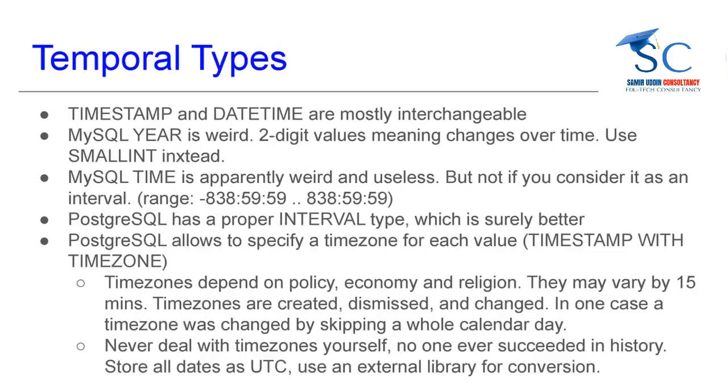Temporal types, well, they are quite complicated. Generally, timestamp and datetime are mostly interchangeable. MySQL has a year type, which is weird because it can be written in two ways, as 4 digits or 2 digits. But if you use the 2-digit syntax, its meaning changes over time. So honestly, this seems weird to me, and I suggest to just use smallint instead.